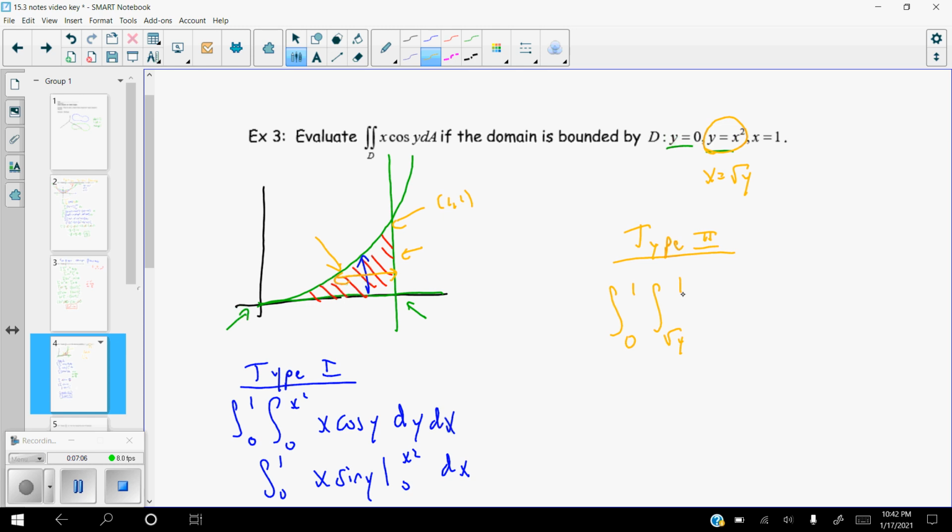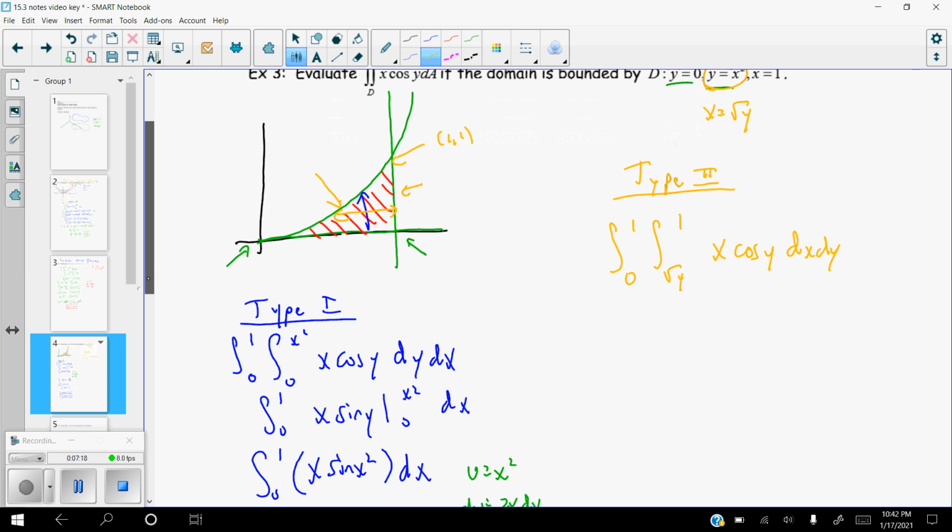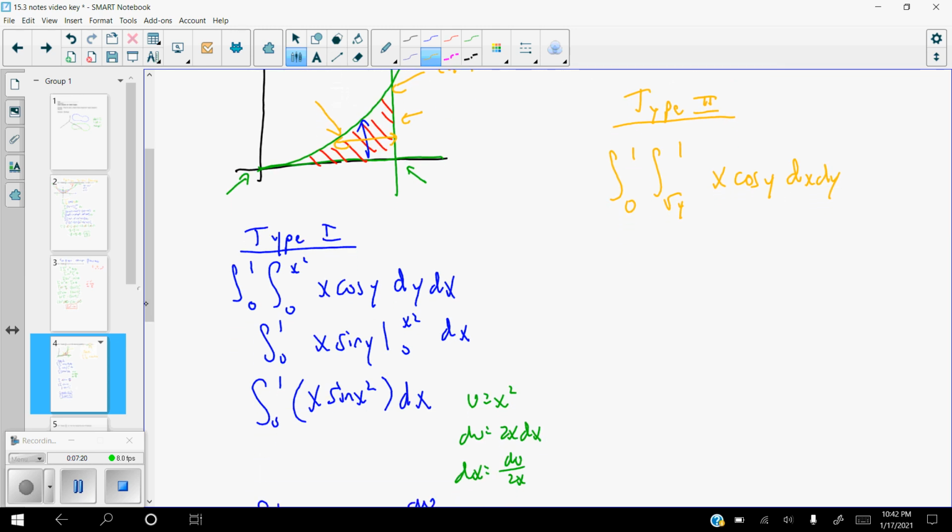All right, our function doesn't change. It's still x cosine y, but now it's going to be dx dy, because the y part varies from constant to constant. All right, so let's see what we get here when we go ahead and finish this one off. Antiderivative now with respect to x first is going to give me 1/2 x squared cosine y evaluated from the square root of y to 1.